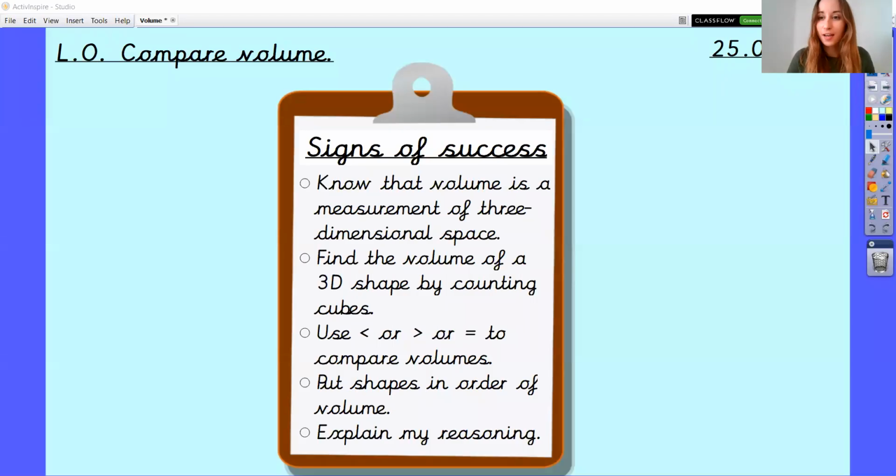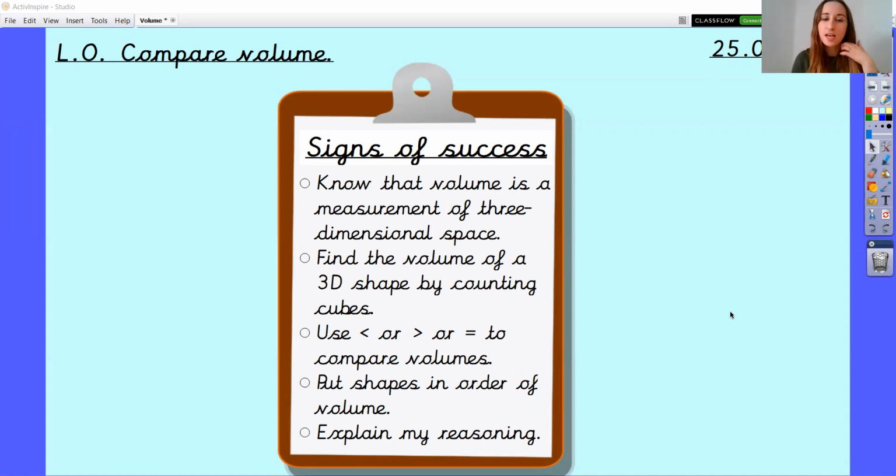Hello Year 5, this is your second maths lesson on volume, so you'll need your maths book with you, and our learning objective today is to compare volume. So make sure you write today's learning objective and date in your maths book and underline them neatly.